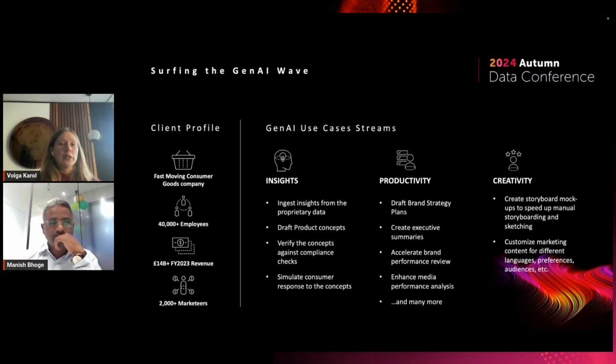Basically, the client has come up with a few buckets of Gen AI use cases that they wanted to test with Gen AI. And we can divide these use cases into three main buckets. So the first one is insights.